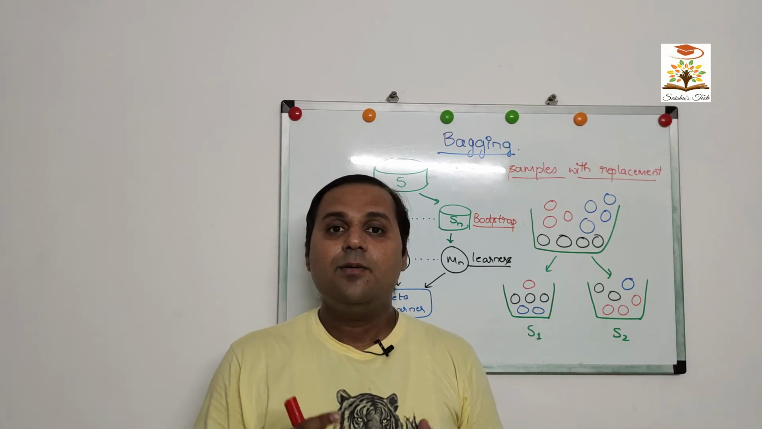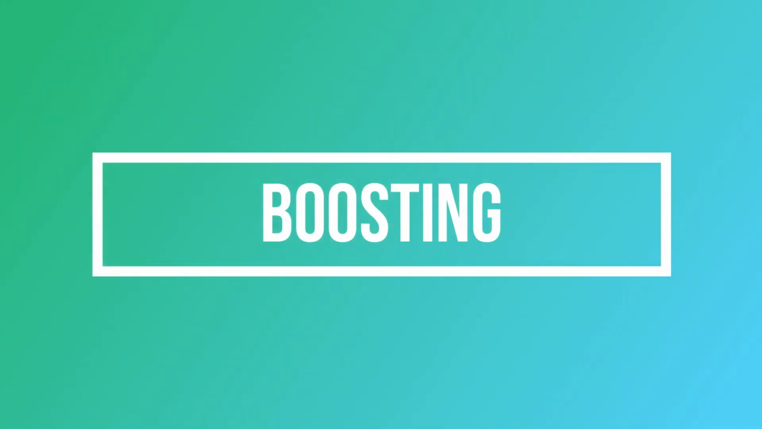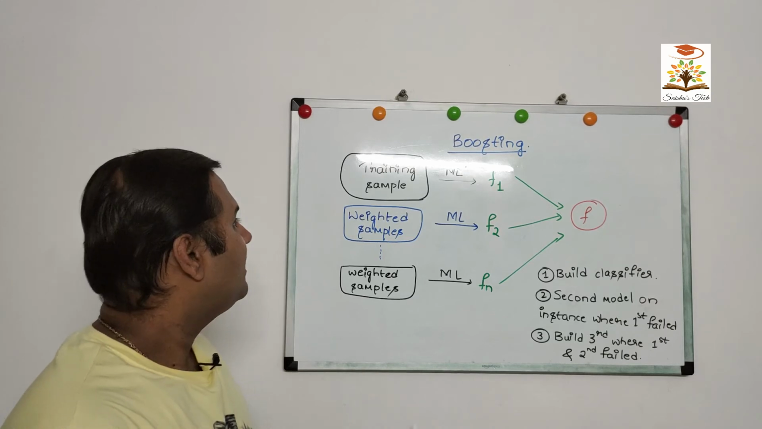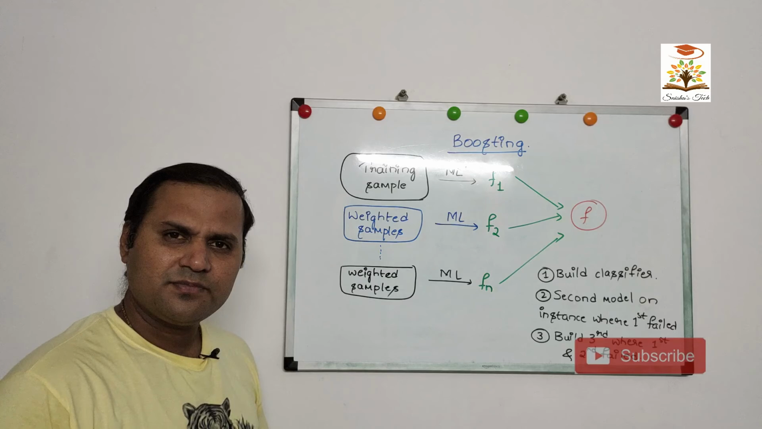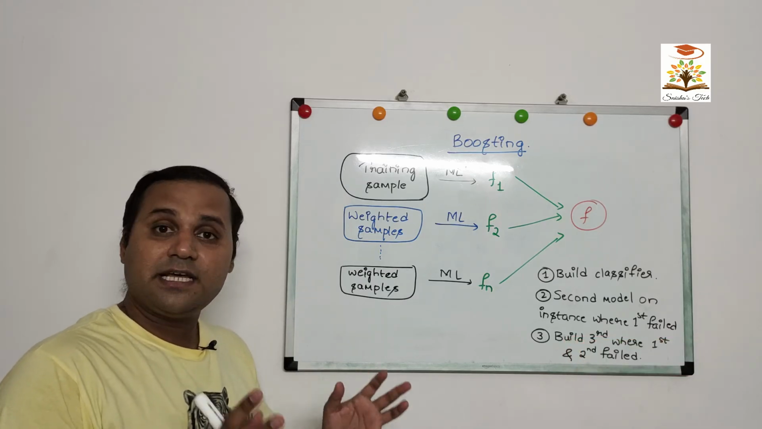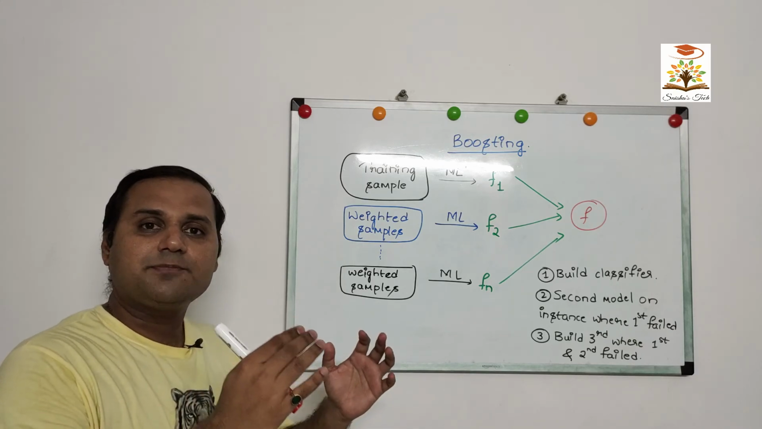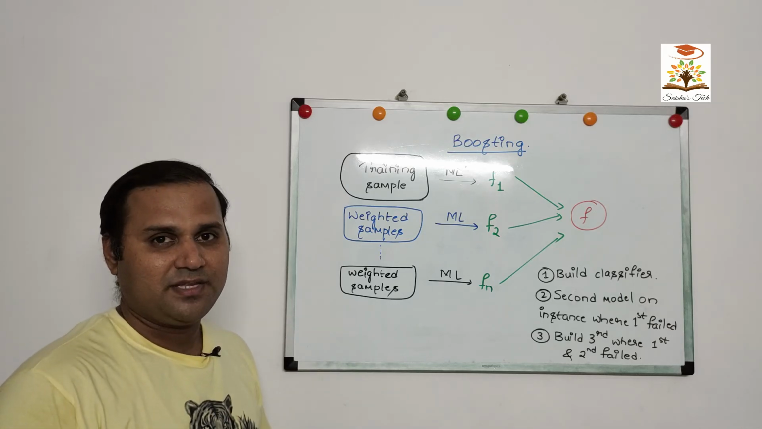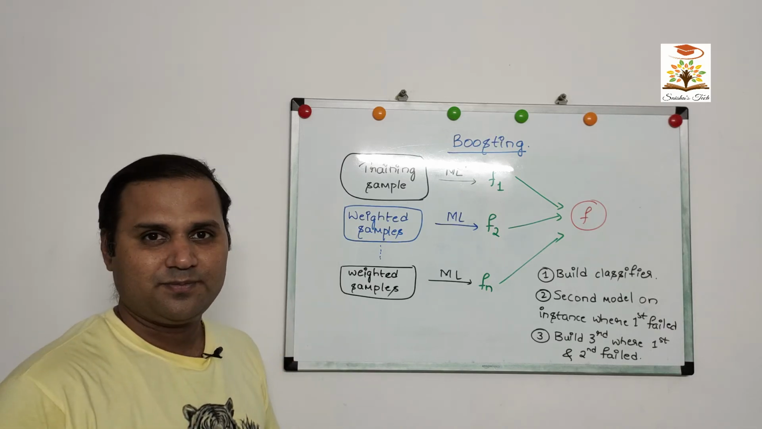Now let us understand the boosting type of ensemble model. In this, we consider a training sample, and on this training sample we build a machine learning algorithm. Consider it provides an output F1. There are many instances where F1 has failed or provided an inaccurate result. For those instances, we subset the observations and weight them according to the inaccuracy. And on these observations, we build a machine learning model and we get an output F2.